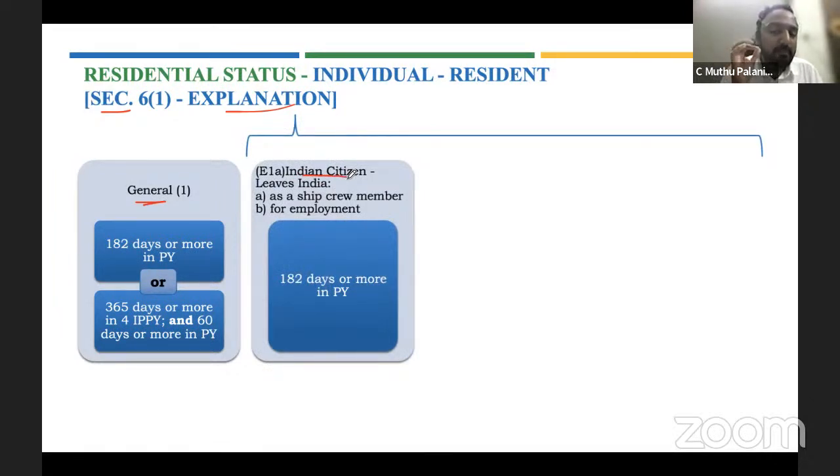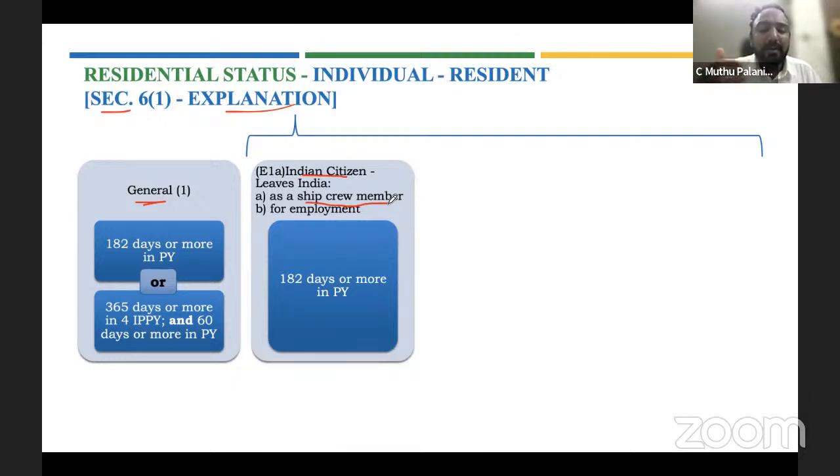Who is an Indian citizen? A person who is born in India and who holds the Indian passport, which means he has not obtained citizenship of any other country. So an Indian citizen is basically a person born in India who has not become a citizen elsewhere. This person is leaving India for two reasons. The first reason is as a ship crew member.